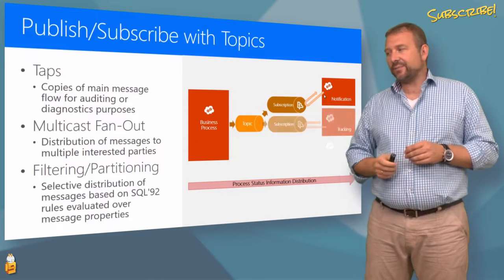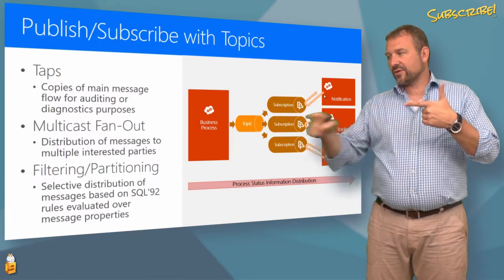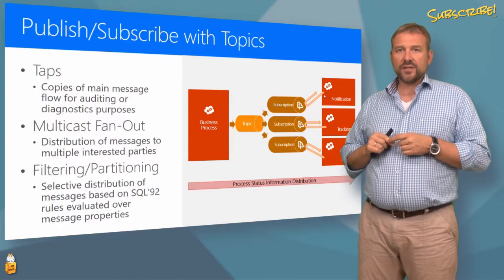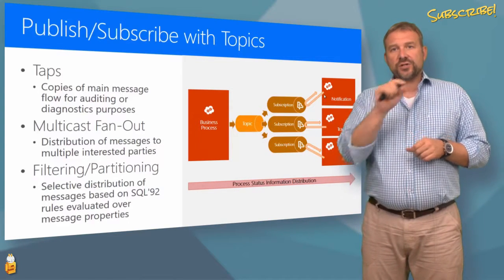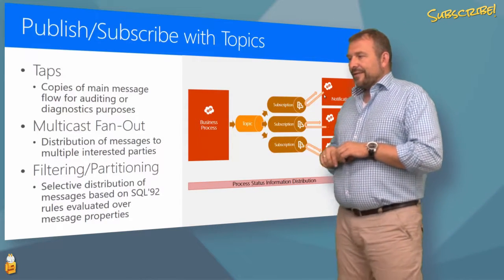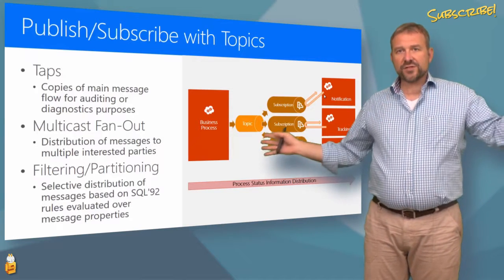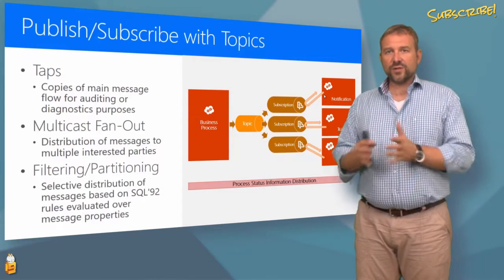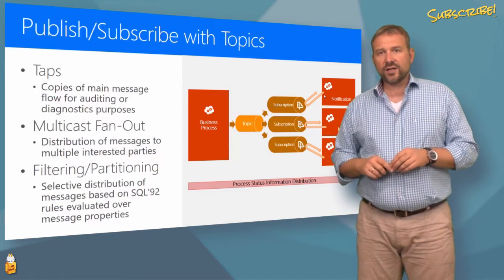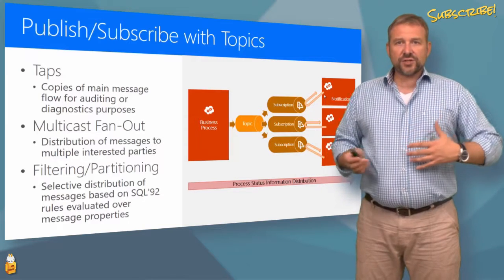The concept of a tap is that you send the data in, and you can now add another, let's say the audit subscription, which sees every message that has been sent to that topic and puts it into an audit log. Another way of using a topic is for multicast fanout. You send one message in and every subscriber gets a copy of it if you want to distribute it across a larger number of subscribers. And the other model is partitioning that I just alluded to.